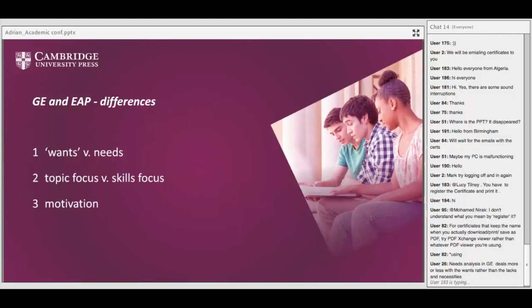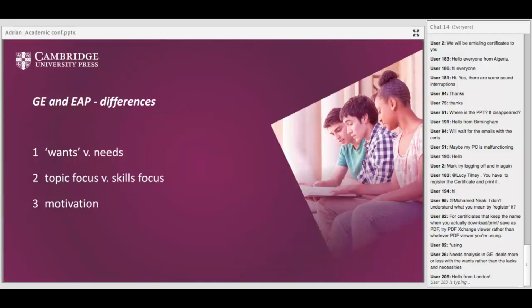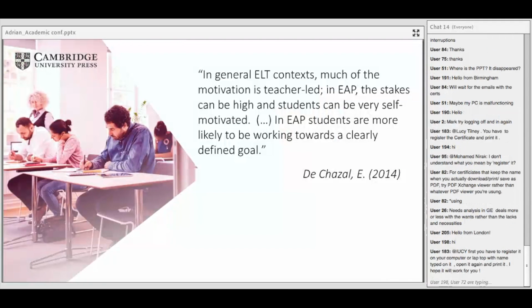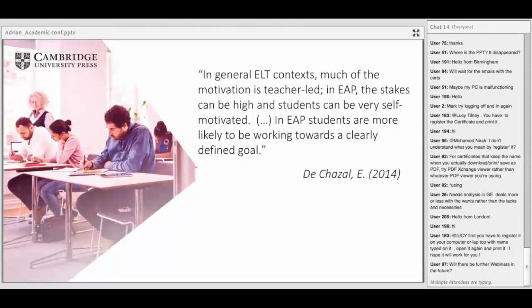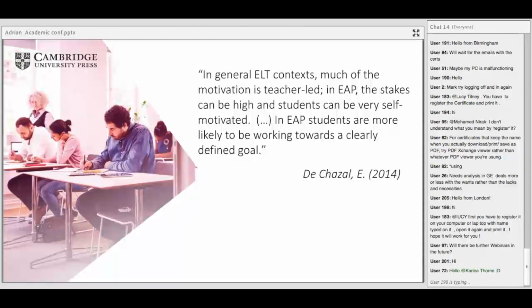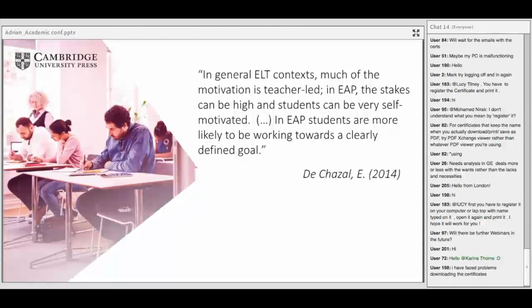And another difference, which again comes out of the first one, is the nature of motivation, or the teacher's assumptions about motivation in the class. And in connection with this, it's worth looking at a quotation from de Chazal. This is from his 2014 book, English for Academic Purposes. And this is what he says about motivation. In general ELT contexts, much of the motivation is teacher-led. In EAP, the stakes are high and students can be very self-motivated.